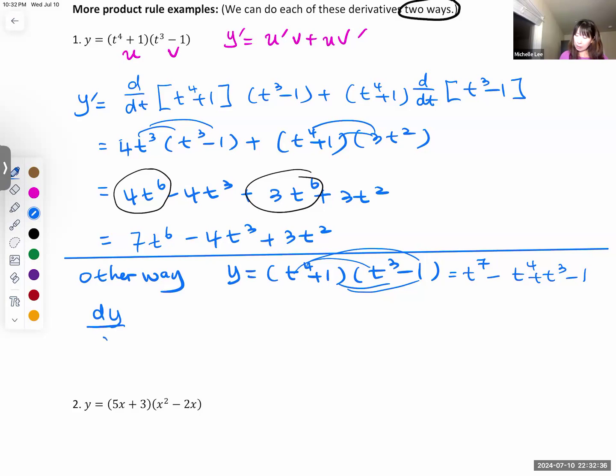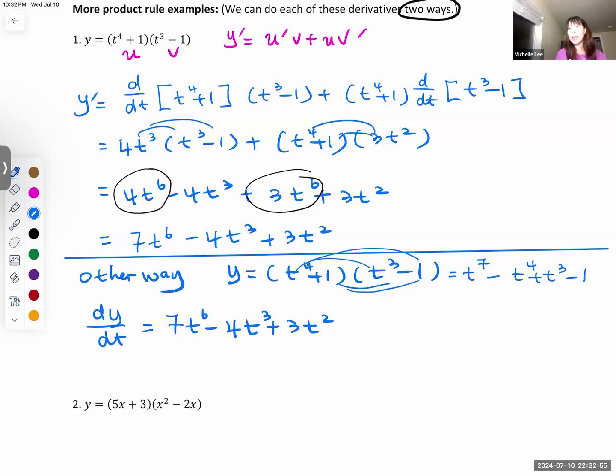dy over dt, then 7t to the sixth power minus 4t to the third power plus 3t to the second power. The last one is 0, right? Which one is better? This is better, right?